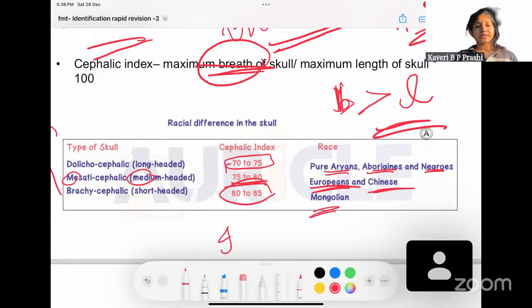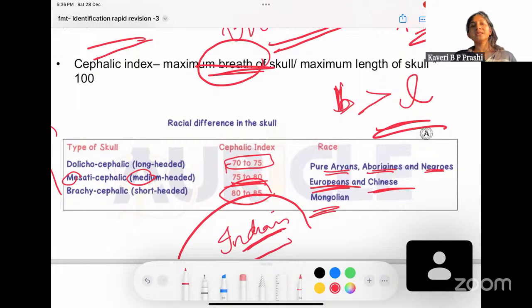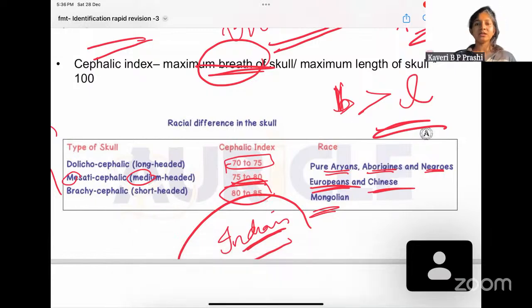Now the question: Indians, where do we fall? Remember, we fall in the medium-headed people or the mesocephalic, along with Europeans and Chinese. So what is the medium-headed cephalic index? 75 to 80. Got it? So this is what you have to remember about the cephalic index.